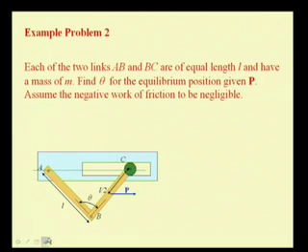Let us take another example. So, here you see two links, that is AB and BC, which are of equal length, say L, and have mass of m. We are interested to find this equilibrium position theta, which is the angle between these two links, for a given value of this applied force P. So, we are interested to find this position which is defined by this angle theta for a given load P.